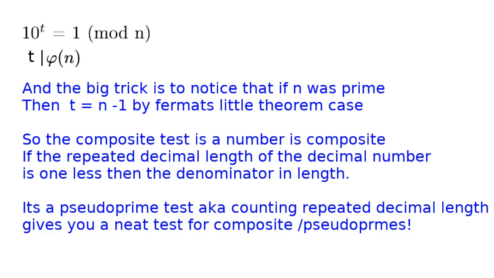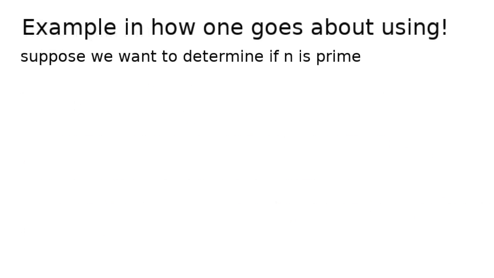But if we find that t equals n minus 1, then it can be either a prime or a composite number that passed this kind of test. A very hard case is the Carmichael numbers. They pass all these composite tests very well, and it's very hard to rule them out in a lot of cases. But I'm not going to get into those today. So let's see how this is done.